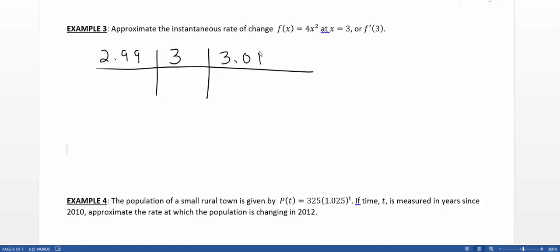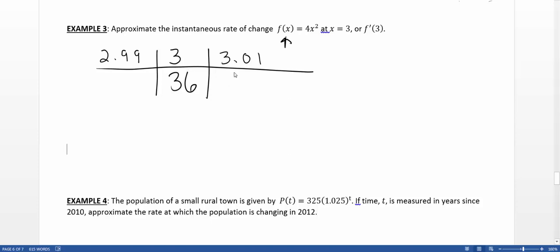So what I need to do now is find the functional values at each of these points by plugging them each into f of x. So when I plug in a 3 into f of x, 3 squared is 9. 9 times 4 is 36. But then I also need to plug in 2.99 and 3.01. So here, when I plug in these numbers, there's going to be a lot of decimals. So I'm going to be really, really careful.